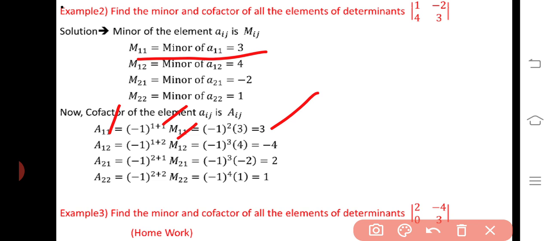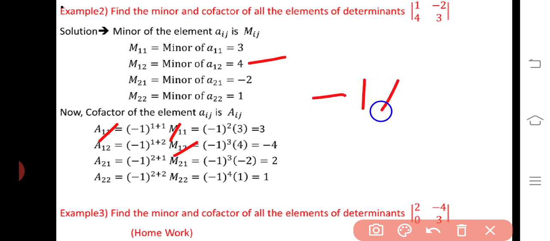Okay, cofactor of A12 is equal to minus 1 to the power 1 plus 2 into minor of 1, 2. We found the minor of 1, 2 is 4. Minus 1 to the power 3 is minus 1, into 4, which gives minus 4.